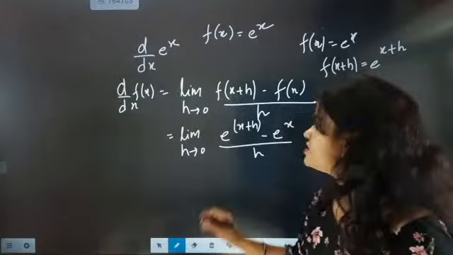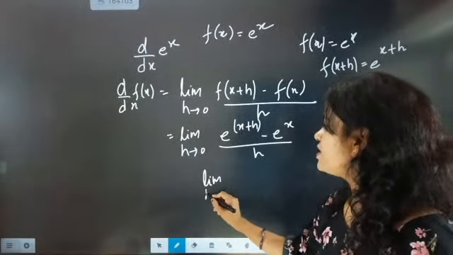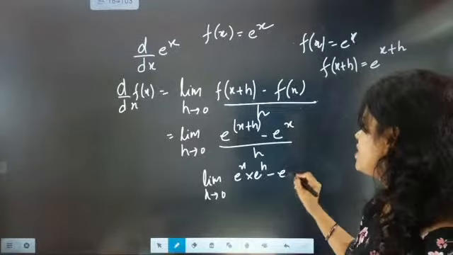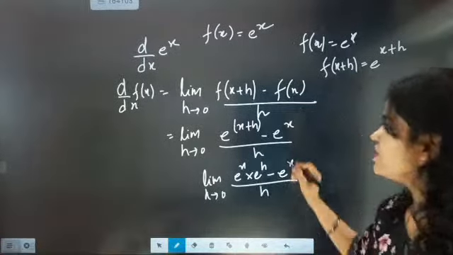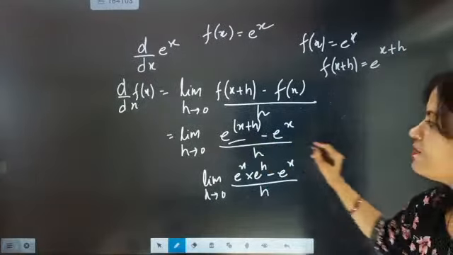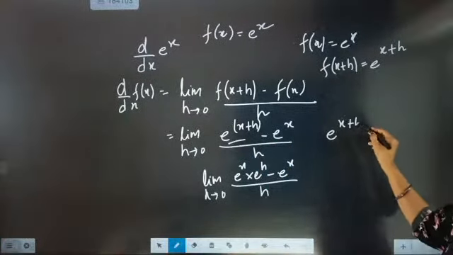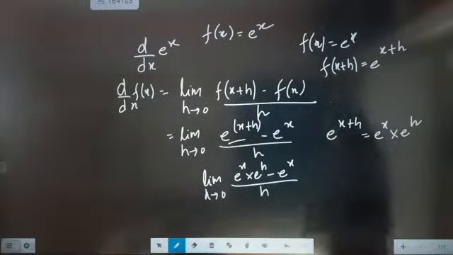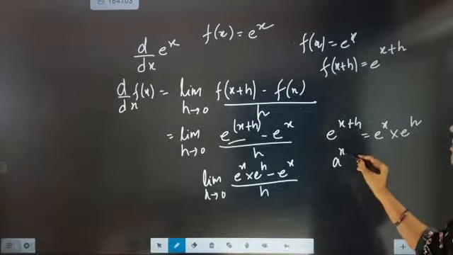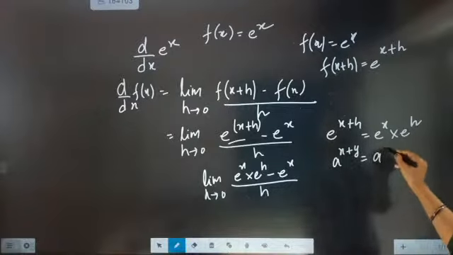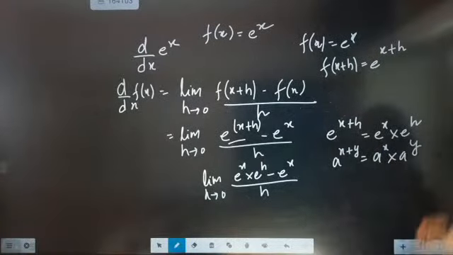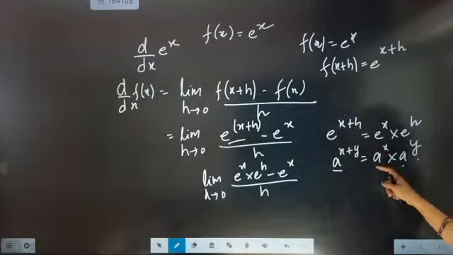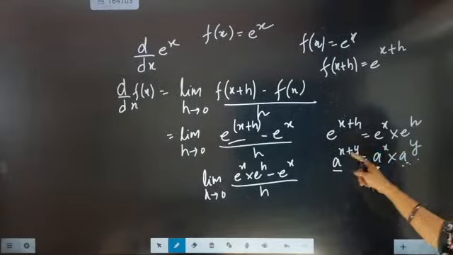So first, we are going to write limit h tends to 0, e to the power x into e to the power h minus e to the power x by h. Why? Because e to the power x plus h can be written as e to the power x into e to the power h. If a to the power x plus y is there, it will be written as a to the power x into a to the power y. When the same base is there, the powers get added.